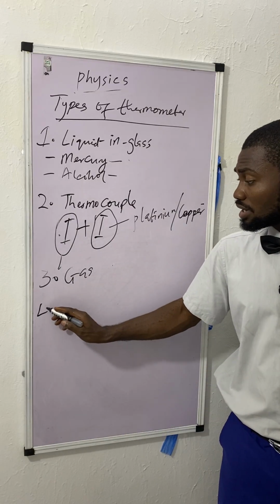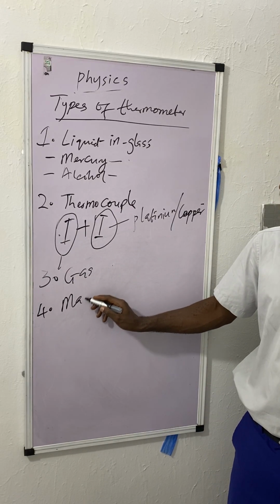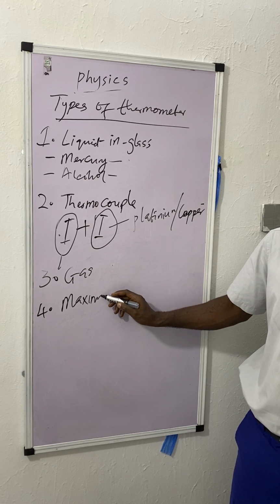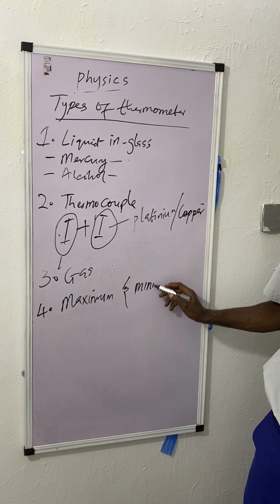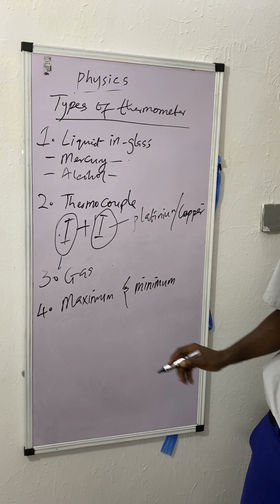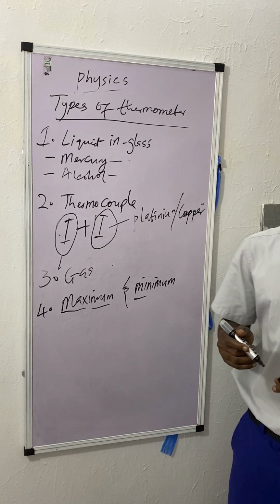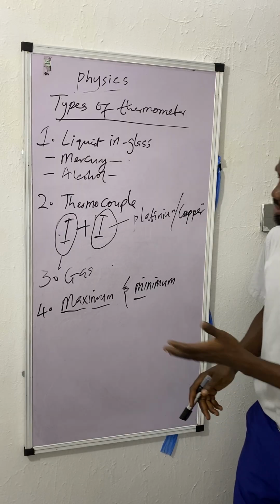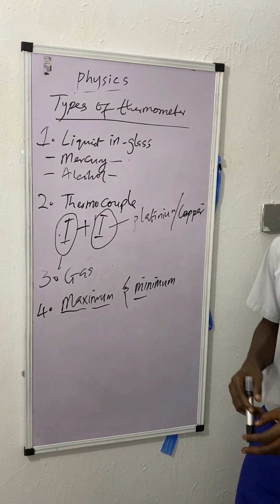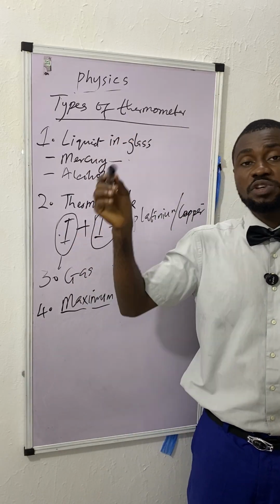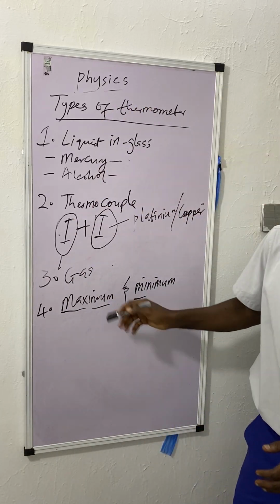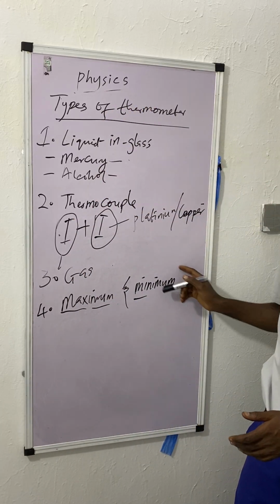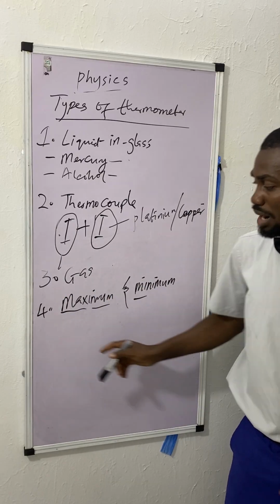So number 4, we have the maximum and minimum thermometer. This thermometer is used to detect boiling points and ice points. It has 2 fixed points, one for steam point and the other one for freezing point. Don't forget that. And this thermometer usually requires a lot of calibration, this maximum and minimum thermometer.